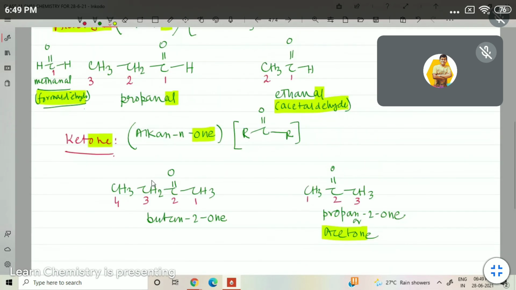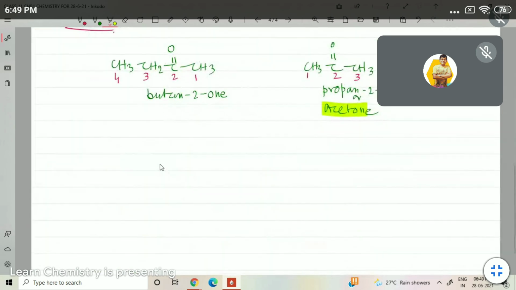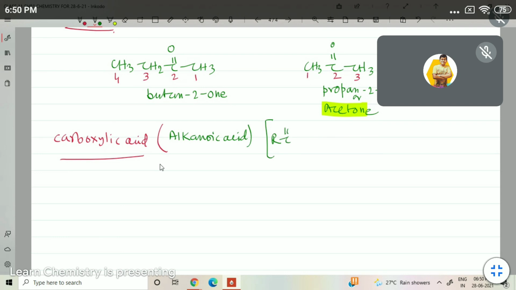Next, carboxylic acid and ester. Up to this we will do today. Carboxylic acid. This is also very simple. The general name is alkanoic acid. The general structure is RCOOH. Okay. Now, suppose I am giving you this one. Now, what is the name? Again, one, two, three. Now, I guess you have already understood. Propanoic acid.